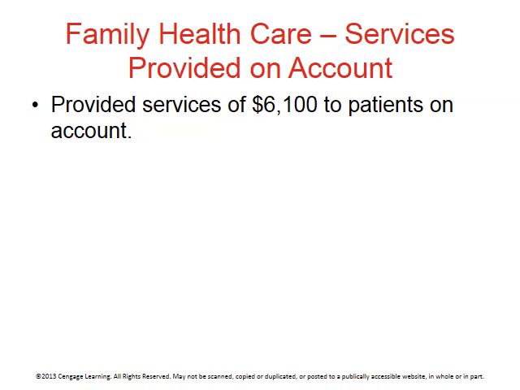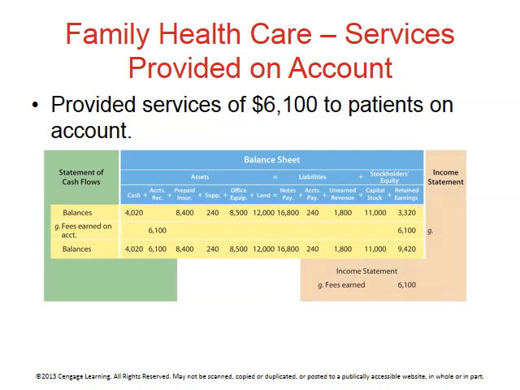So here we provided services to customers for $6,100 on account, which means we did the work for the customers, but they haven't paid us yet. So we're going to increase an asset account called accounts receivable, which is a promise for somebody to pay us in the future. And then we're going to increase retained earnings by $6,100 because we know that revenue increases retained earnings. And then on our income statement, we're going to show revenue of $6,100.